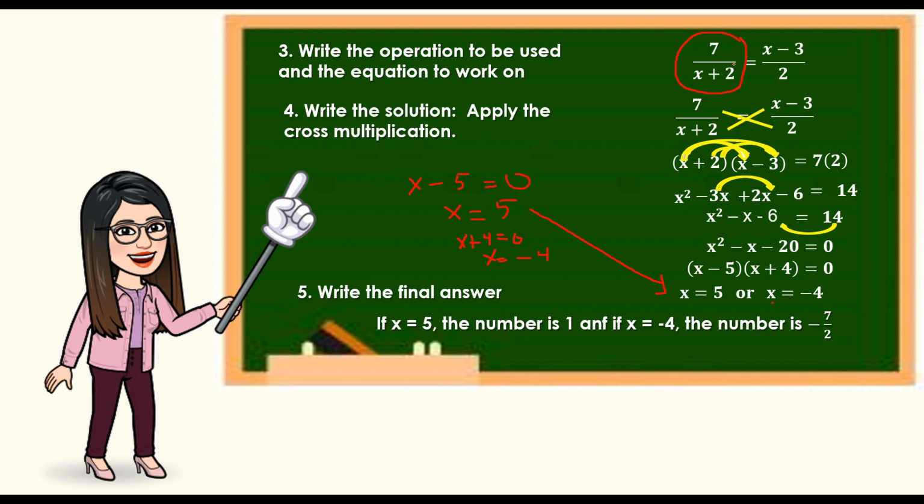Since these two are equal to each other, therefore if we substitute x as equal to 5 here, it's still 1. Because 5 minus 3 is 2, and 2 divided by 2 is equal to 1. And if the value of x is negative 4, negative 4 minus 3 is negative 7 all over 2. So therefore, these two are the final answers. The two numbers are negative 4 and negative 7.